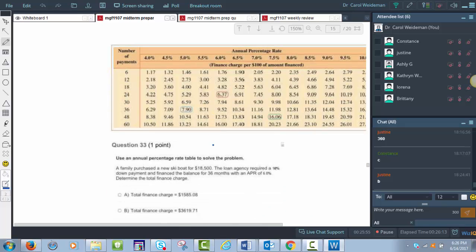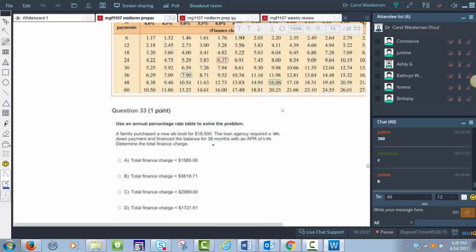All right. Okay, this is one using the table. And they want you to find the finance charge. They're buying a ski boat for $18,500. They required a 10% down payment and financed it for 36 months with an APR of 6%. Determine the finance charge.